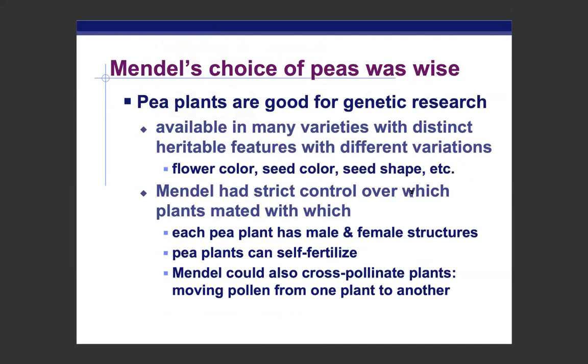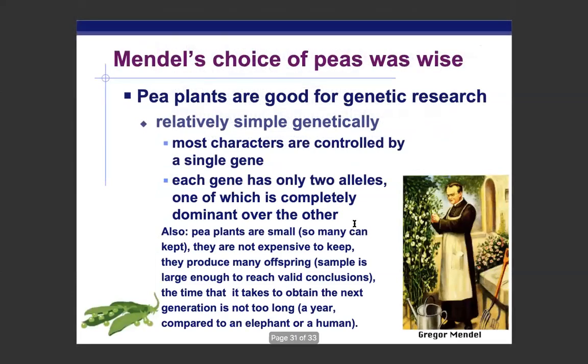Mendel had strict control over which plants mated with which. Each pea plant had male and female structures, so Mendel knew that the plants could self-fertilize, but he could also cross-pollinate the plants by moving the pollen from one plant to another himself. Pea plants are quite simple genetically, with most characteristics controlled by a single gene, which made Mendel's work a lot better for genetic research. And each gene has only 2 alleles, one of which is completely dominant over the other.